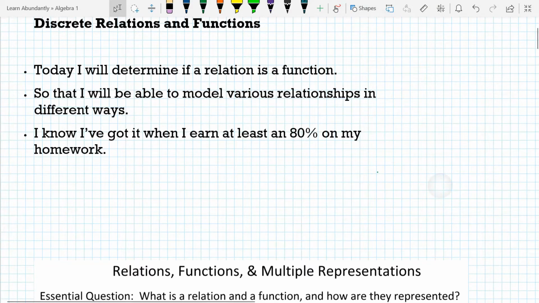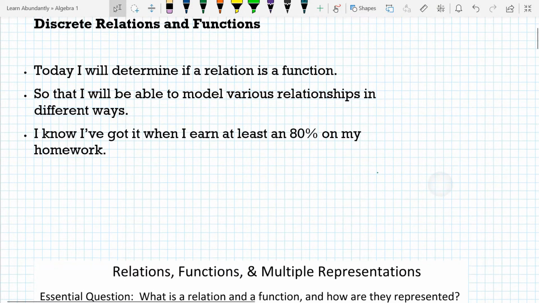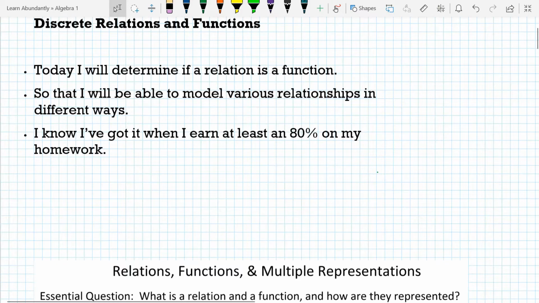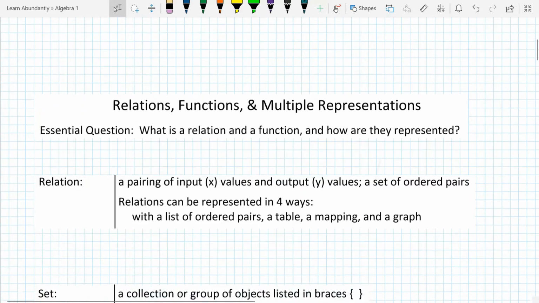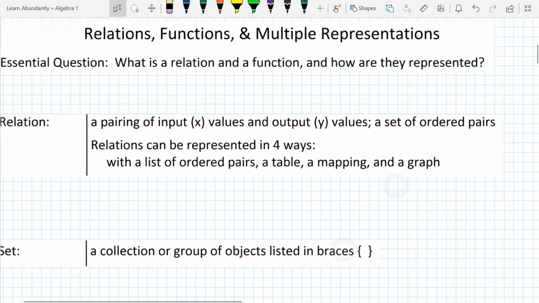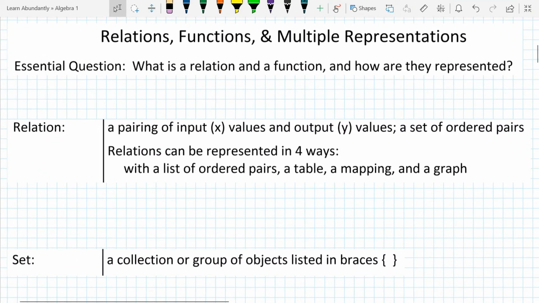All right, today we will determine if a relation is a function. We're going to talk about different function representations, so we're going to be able to model various relationships in different ways. And then we're going to do a little bit of practice and hopefully crush it. First up, relations, functions, and multiple representations.